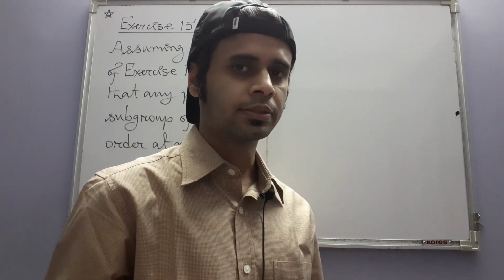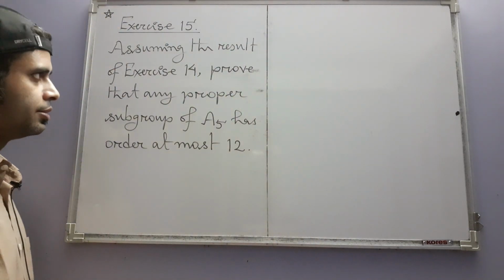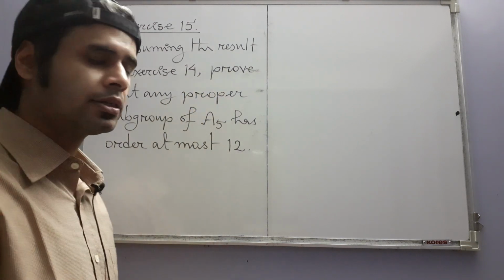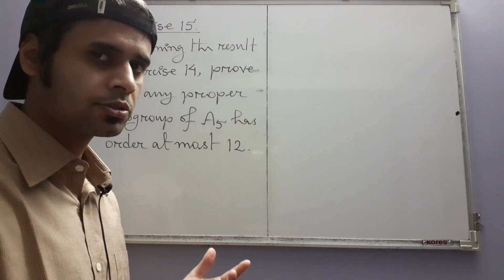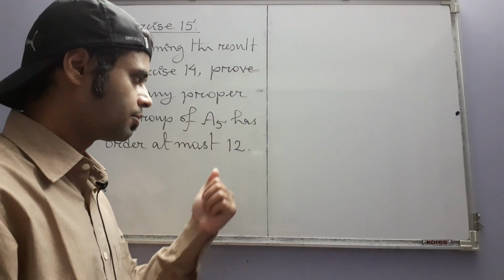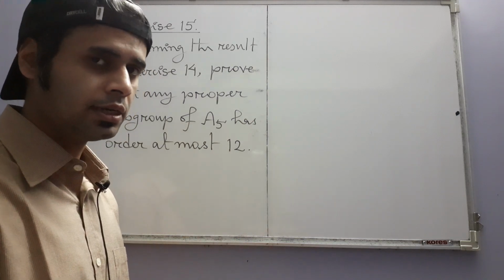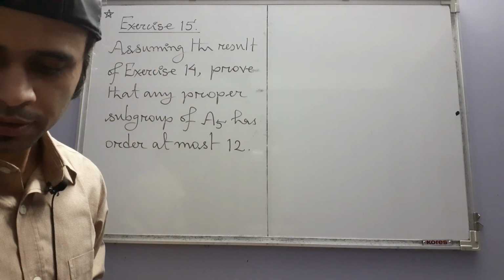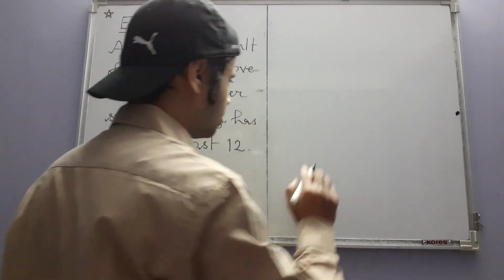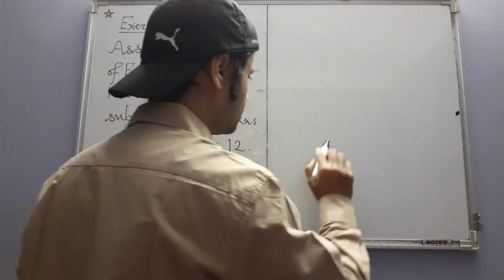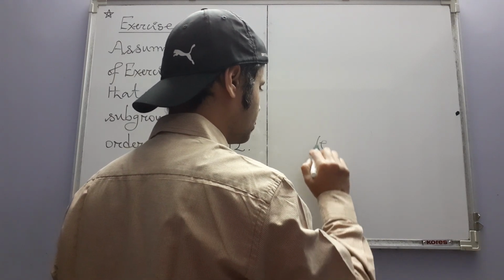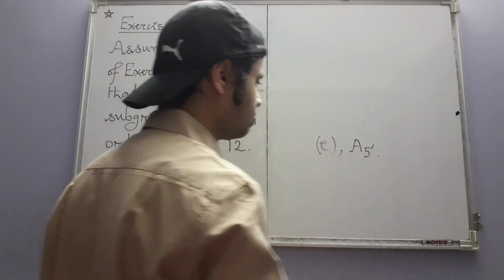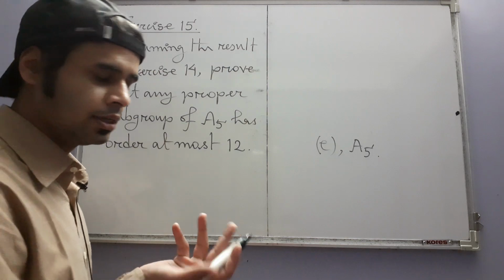Okay, so the next one is exercise 15, and in this one we have to prove that any proper subgroup of this alternating group A5 has order at most 12. That means every such subgroup must have order that does not exceed 12, and we have to use the result of the previous exercise. So let us recall what this one was. Here we proved that the only normal subgroups of A5 are the trivial group and A5 itself. So let us now see the solution.